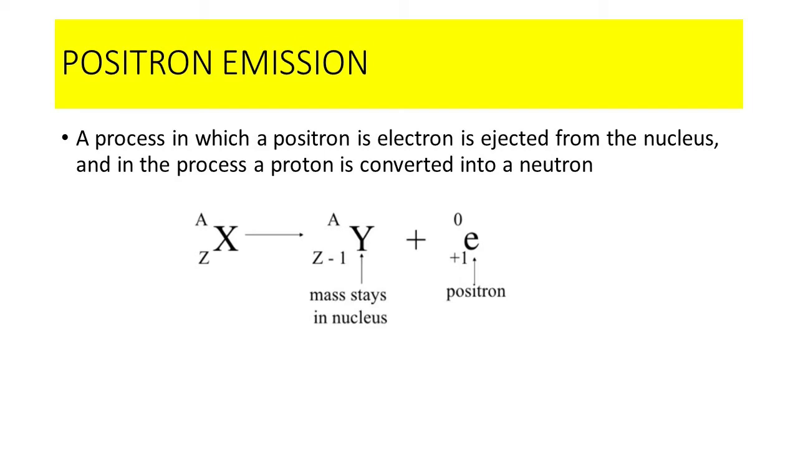A positron emission is a process in which a positron is ejected from the nucleus, and in the process, a proton is converted into a neutron. So as you can see here in this diagram, the mass stays the same in the nucleus while adding a positron.